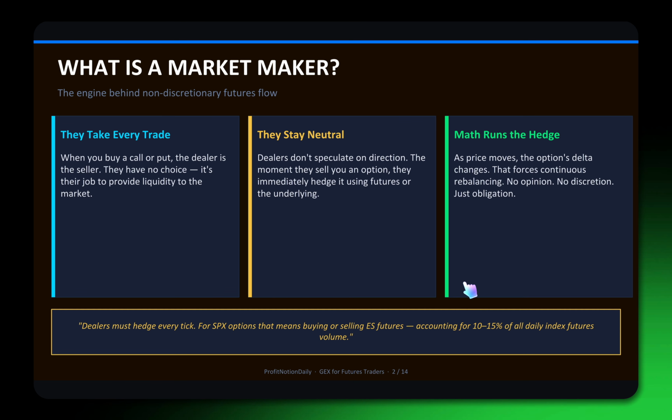There's the whole thing of dealers having to hedge at every tick just to make sure they are neutral, which means that for SPX options, they're going to be buying or selling ES futures. In theory, and from what I've read, this accounts for up to 15% of the daily activity in the futures market. That's one thing to keep in mind and why I think this is an important concept to have in your toolkit.